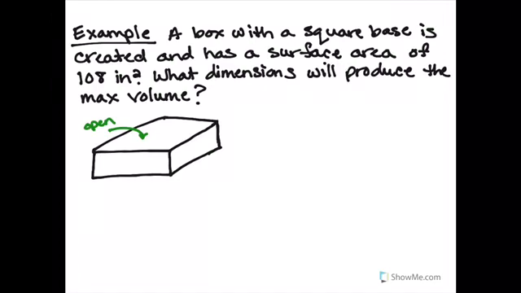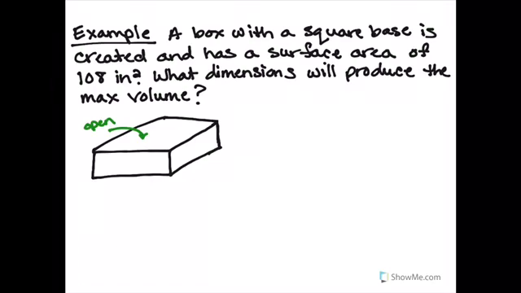Okay, another box problem, but this one's a little bit different. I'm already given the box, and it has a surface area of 108 inches squared. Okay, so that means if I take all the sides of the boxes and add their areas together, I'm going to get 108 inches squared. And it's an open top box, so I don't have to worry about the top being part of the surface area. What dimensions will produce the maximum volume?